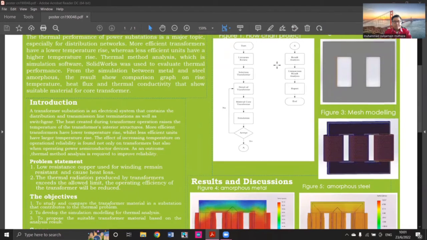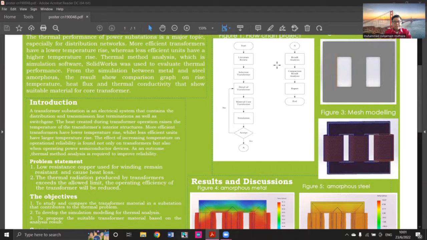Introduction. For the introduction, I would like to say the transformer substation is an electrical system that contains the distribution and transmission line termination as well as switchgear. The heat created during transformer operation raises the temperature of the transformer structure. So the surface of the transformer will be heated during operation. So a more efficient transformer has a lower temperature rise.